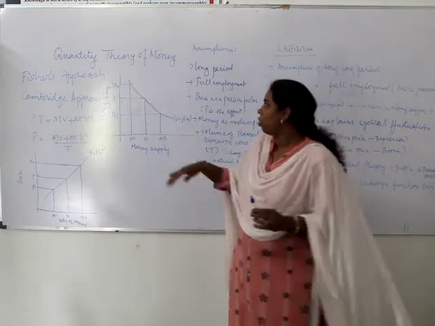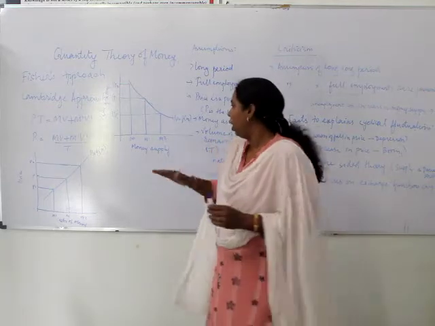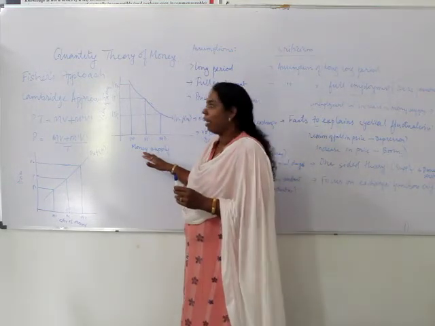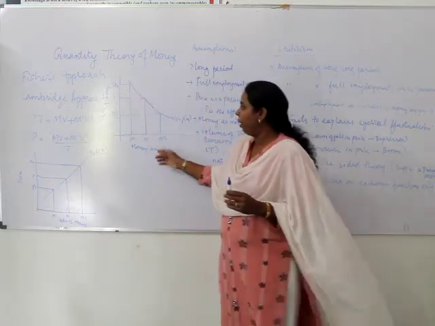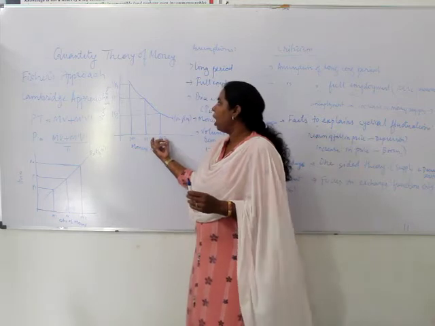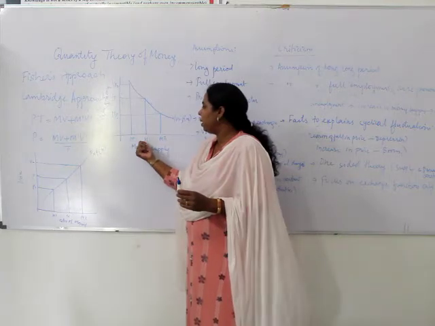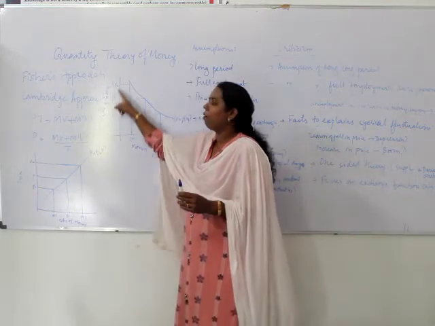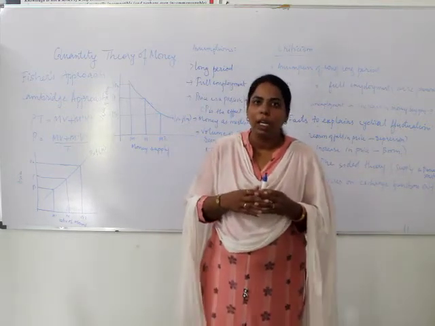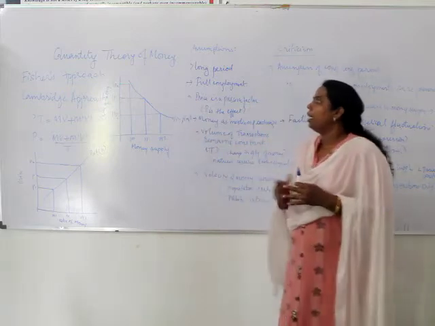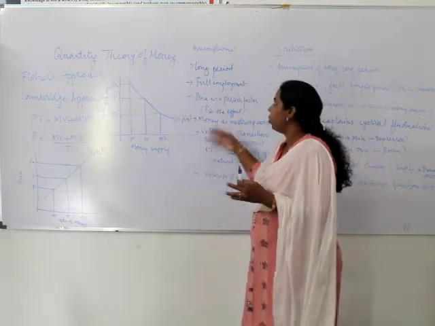Fisher also focused that there is an inverse relationship between the money supply, or the quantity of money, and the value of money. This is represented with this figure. You are finding that when the money supply has increased, as a result the value of money has declined. Similarly, when the money supply has decreased, the value of money has increased. I have explained the reason for this in the earlier lecture. Now, in this particular theory, certain things were left out, which are explained in this video.